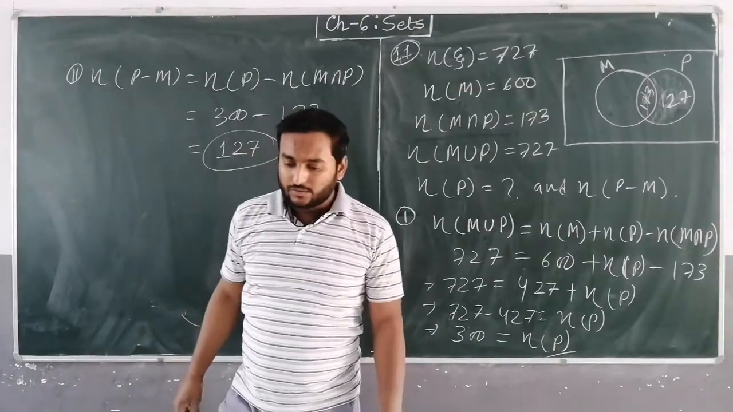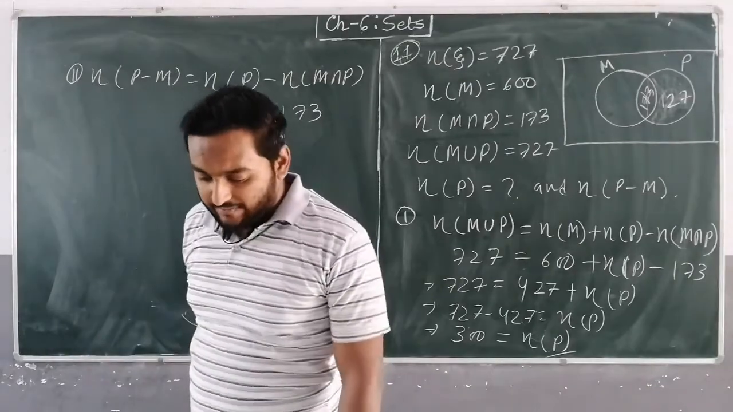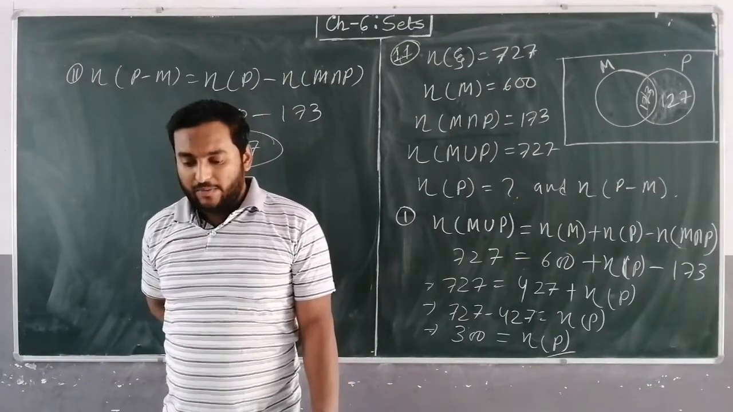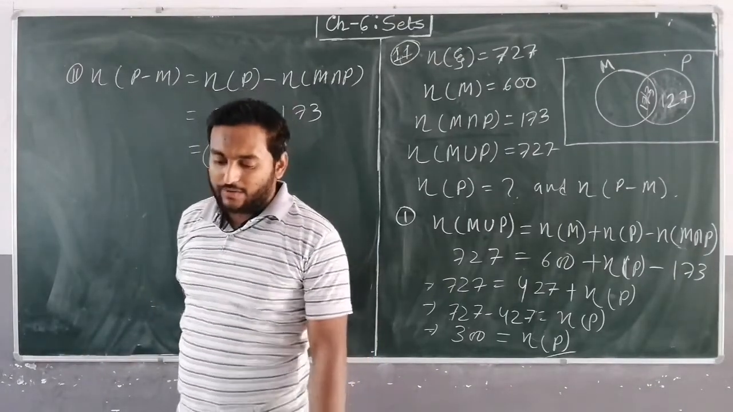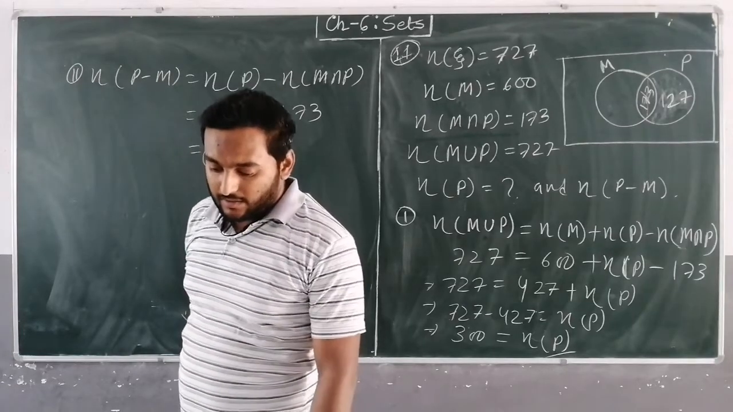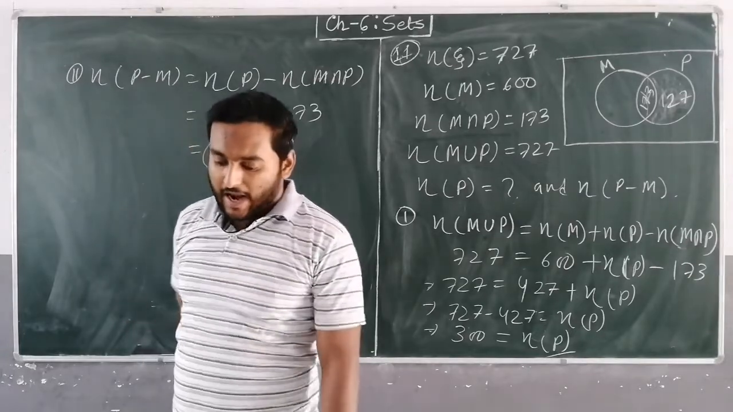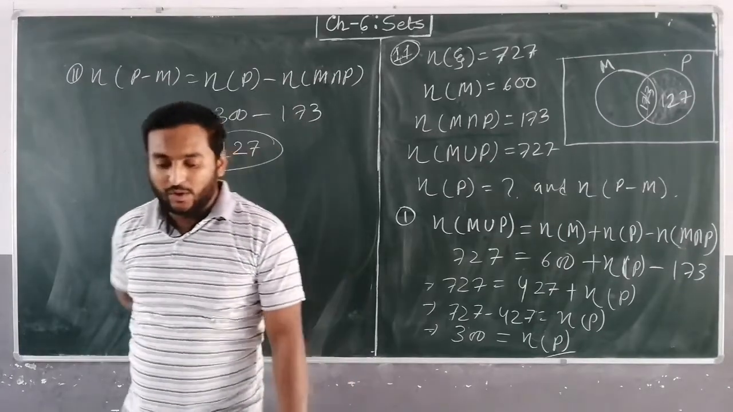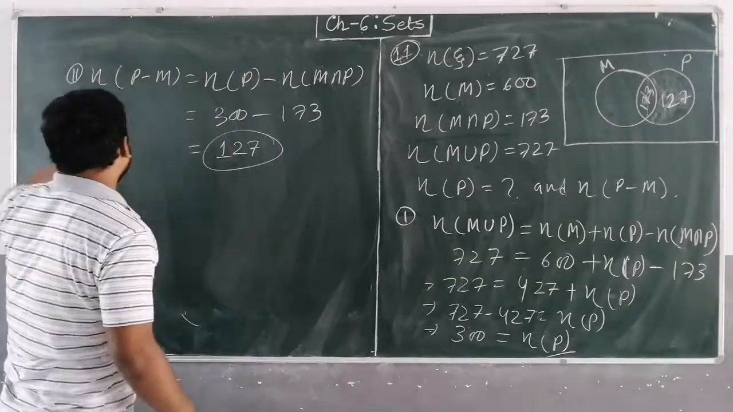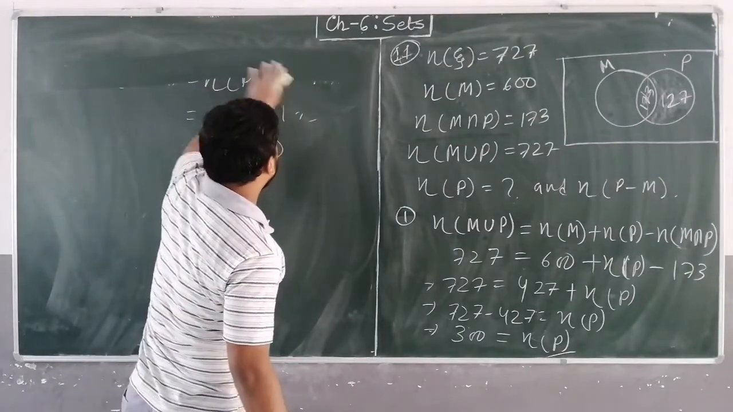Now come to question number 12. In a town with a population of 5,000, 3,200 people are egg eaters, 2,500 meat eaters, and 1,500 eat both egg and meat. How many are pure vegetarian? Read question number 12 very carefully.